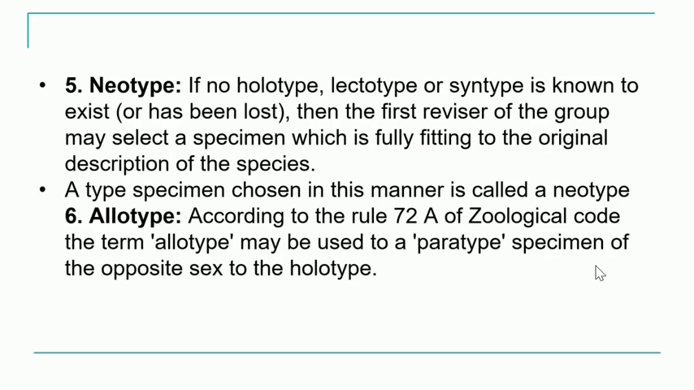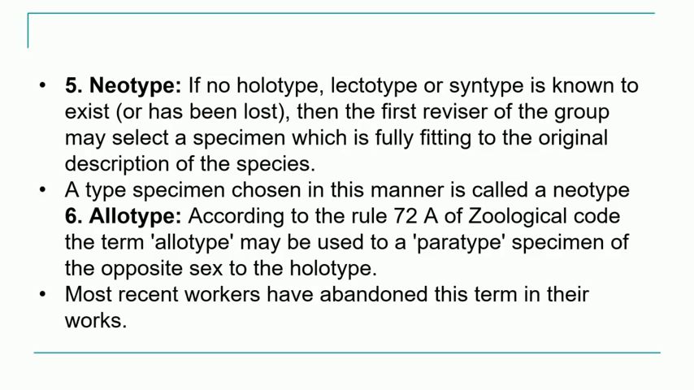That means the first specimen based on which a species is described is called the holotype. Suppose that is male, so the opposite sex is female. If I have two specimens and I have described the male specimen as the holotype and deposited it as the holotype, then the female specimen of the same species is called the allotype. However, most recent workers have abandoned the use of this terminology, that is allotype.